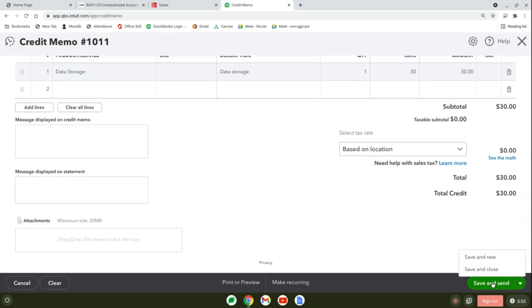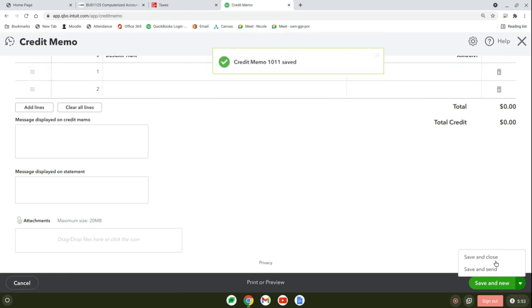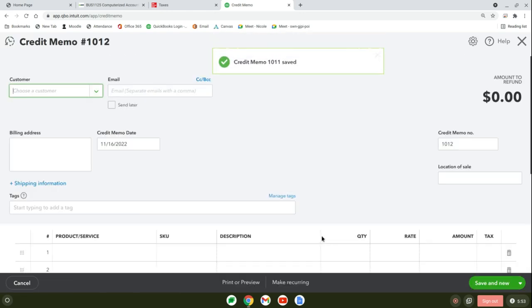If you were to send this to your customer, you'd go save and send. You could put their email, but we don't have that information because we didn't put it in when we created our customers. So we're just going to go, I didn't mean save, we're going to go save and close.